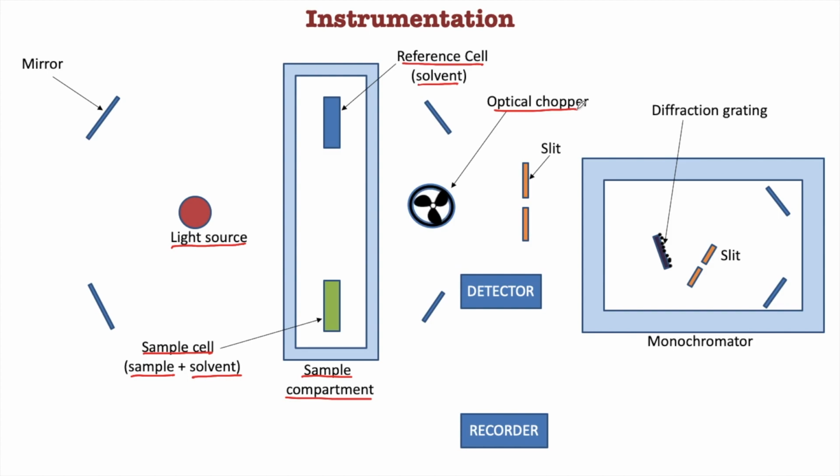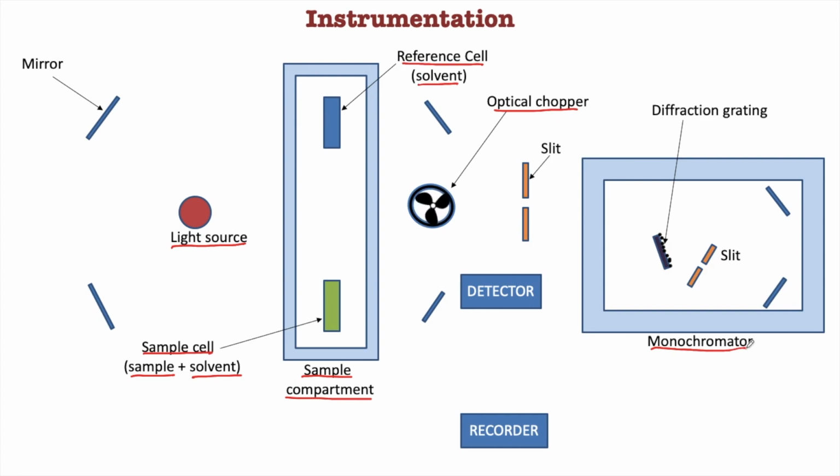Then we have the slit. The slit is basically used to allow the light to enter into and exit from the monochromator. The monochromator involves a set of mirrors, a diffraction grating, and the slit within it. After the monochromator comes the detector and then the recorder.